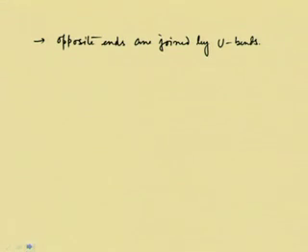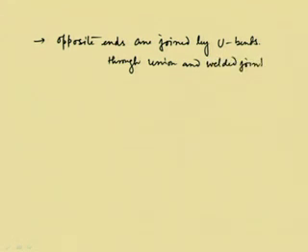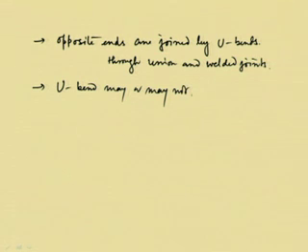Then we can say opposite ends are joined by U bends, and the joint is through union and welded joints. Then there are more things, as I told you, that the U bend may or may not be outside the jacket.